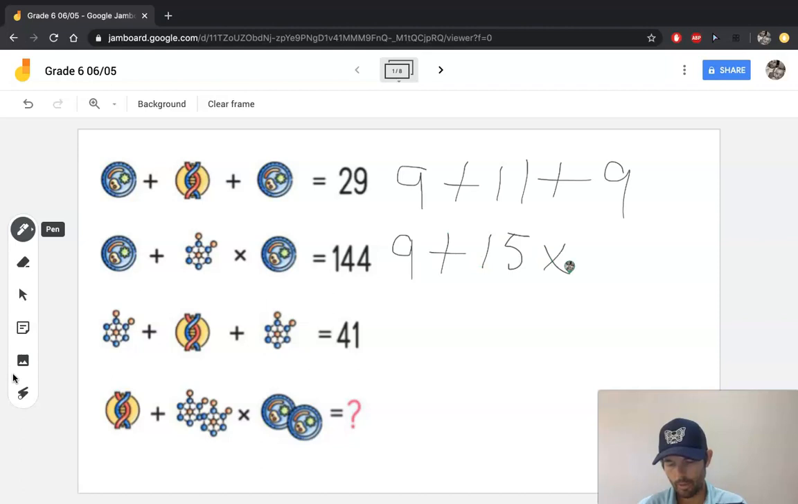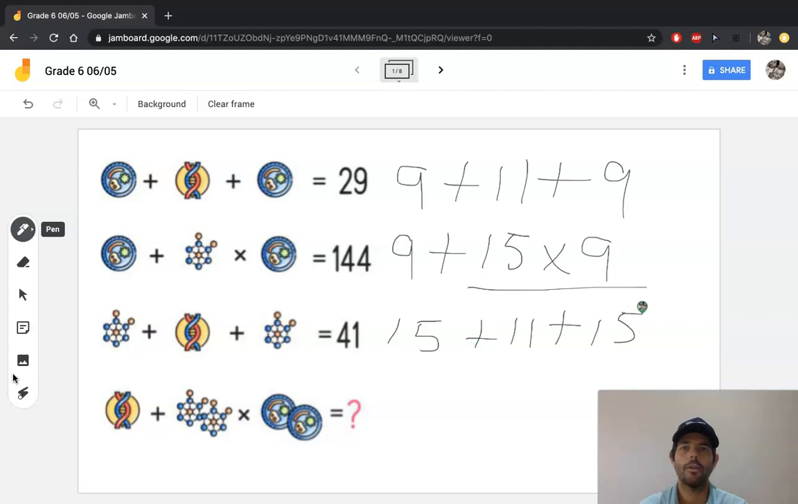And we know that order of operations, 15 multiplied by 9 comes first. Okay, 15 multiplied by 9 is 135. Then add the 9 to get 144. Then 15, add 11, add 15. You put those three together and you're going to get 41. And then I'm just left with 11.